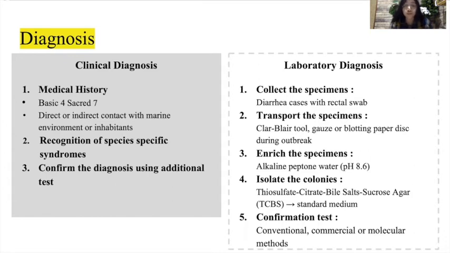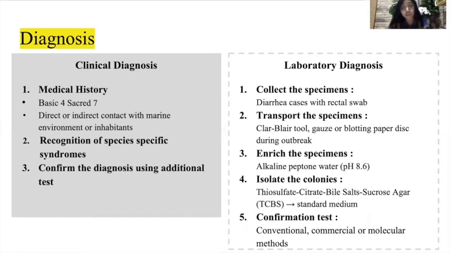For the laboratory diagnosis, Vibrio illness requires special enrichment and plating media to recover or to classify the causal agent from the specimens. Before the laboratory assessment itself, there are a few things that we need to do. First, we need to collect the specimens. It can be done by rectal swab, and then the specimen will be collected in a Cary-Blair tube. Or during an outbreak, the specimens can be collected with gauze or blotting paper disc, and stored in a tightly sealed container before being transported to the nearest laboratory.